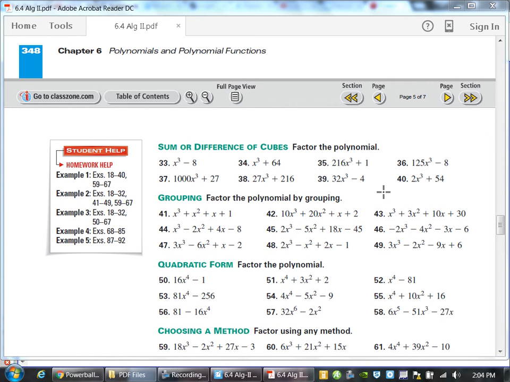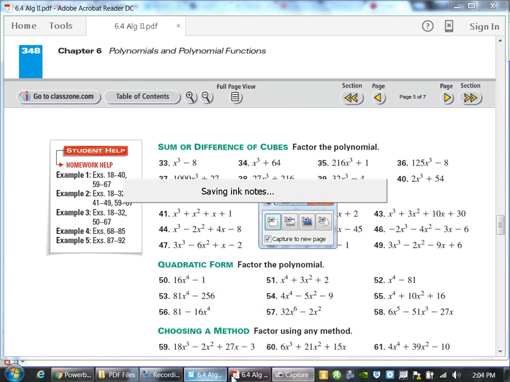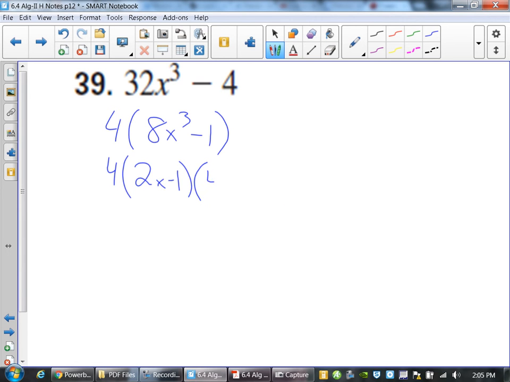What's your first rule of factoring? GCF. What's the GCF? 4. You got the 4. 8x cubed minus 1. What's the cube root of 8x cubed? 2x. So you get 4 times 2x minus 1 times 4x squared plus 2x plus 1.